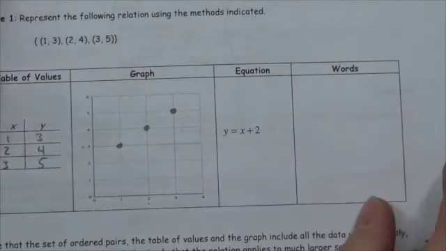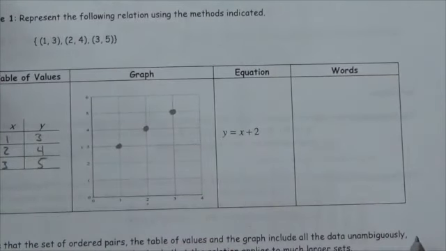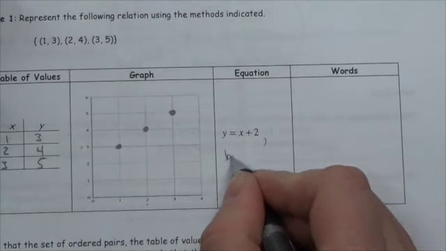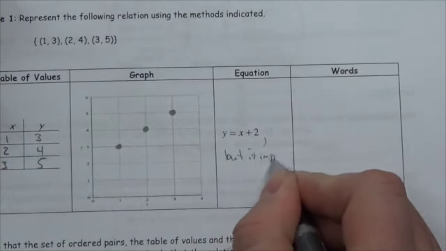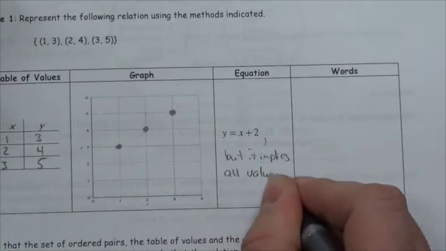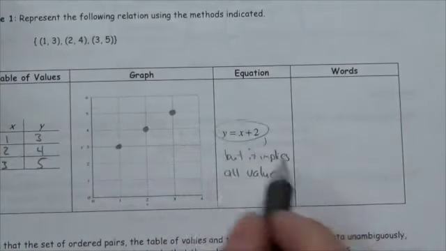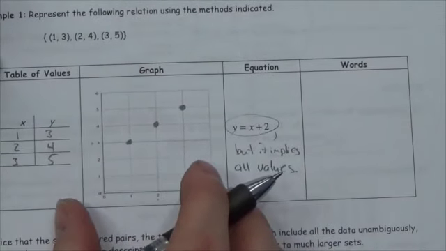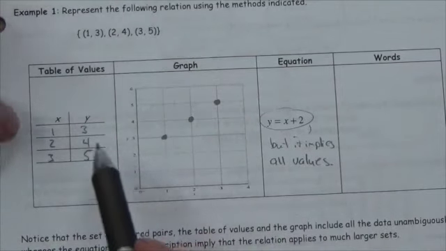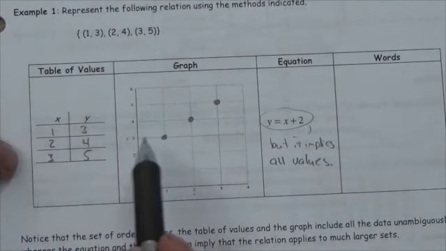For example, with the equation, we've got y equals x plus 2. Now, this is good, but it implies all values. This is not a bad representation of this relationship. In fact, it's quite clear. If anything, it's more clear, more directly stated than these two here.